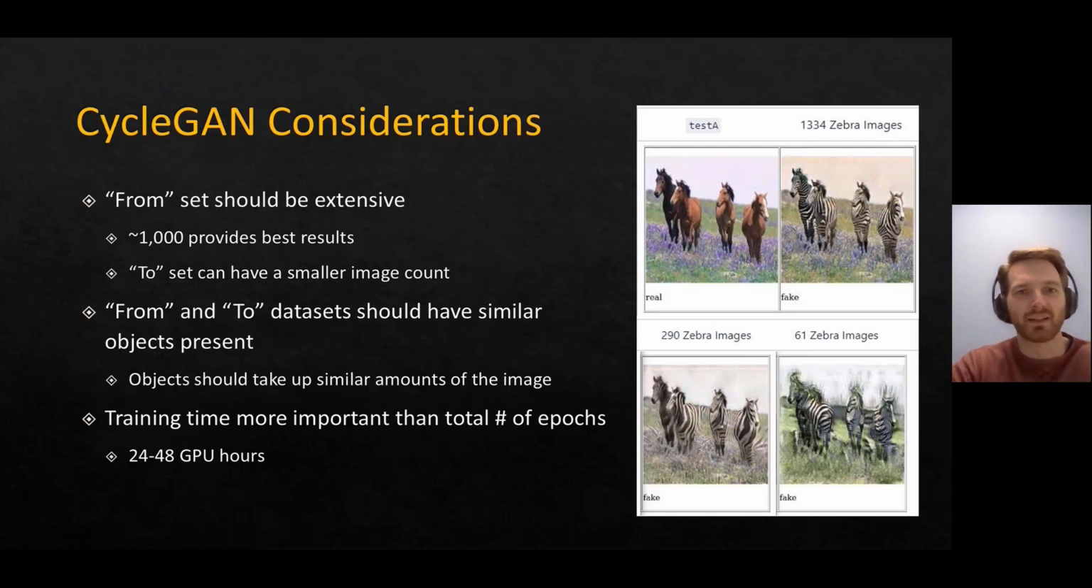And then what we found is that it takes a long time to train. The training time is really more important than the total number of epochs that you train on, because the more data you have, maybe the fewer epochs you would really need. So we're finding that between 24 and 48 GPU hours is really the sweet spot for getting a model that is effective, but also doesn't overfit to the data that you've got.